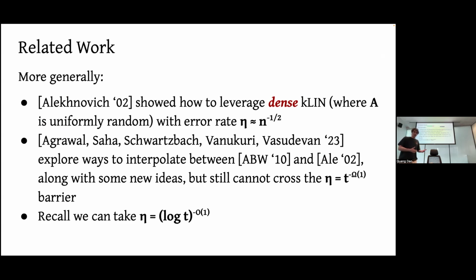But he needed an error rate again, which was an inverse polynomial, this time in n. More recently, a work by Agarwal and co-authors explored ways to interpolate between this result by AVW and the result by Alekhnovich, along with some new ideas, but they still cannot cross this inverse polynomial error barrier. And again, recall that we can take inverse polylog, which gives us a much higher error rate, and there's going to be many more errors across all the samples.